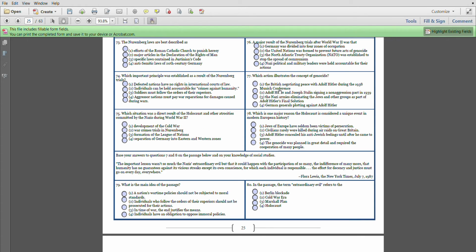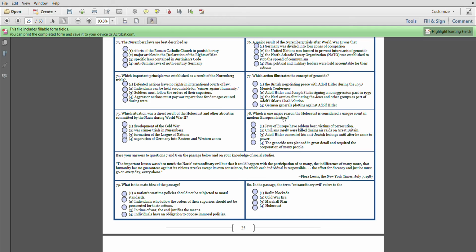77. Which action illustrates the concept of genocide? The British negotiating peace with Adolf Hitler during the 1938 Munich Conference. Adolf Hitler and Joseph Stalin signing a non-aggression pact in 1939. The Nazi armies eliminating the Jews and other groups as part of Adolf Hitler's Final Solution. German generals plotting against Adolf Hitler.